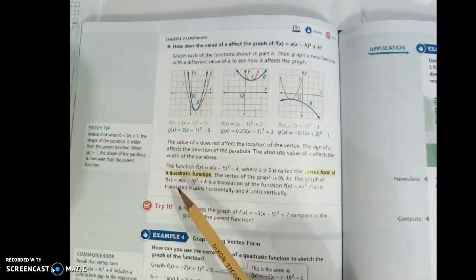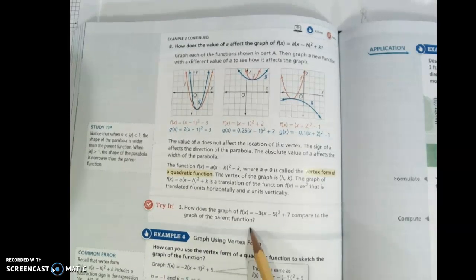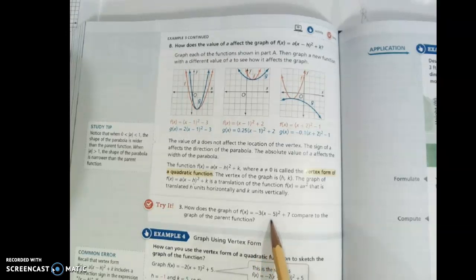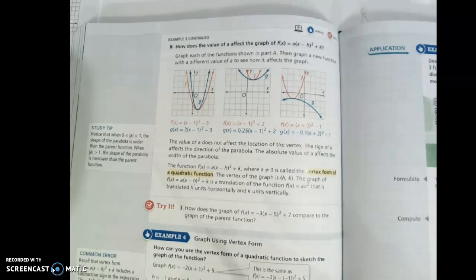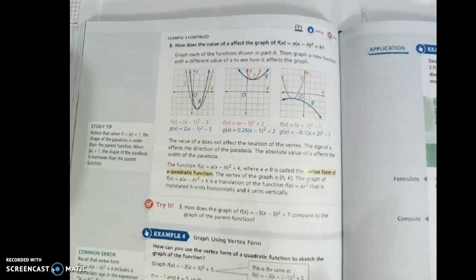When I multiply outside of the parentheses, that's what's going to make it either steeper or flatter. When I look under the triad right here, how does the graph of f of x equal -3 times the quantity (x minus 5) squared plus 7 compare to the graph of the parent function? Well, we have a vertex of (5, 7). That means it's moved 5 to the right and up 7. It is flipped upside down because this is negative, and then it is steeper or skinnier because it's multiplying by 3.